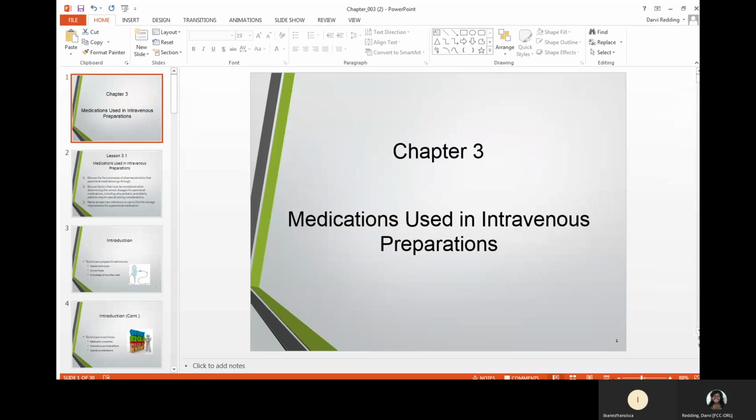So today we are going to go over chapter 3, which is medications used in intravenous preparations.